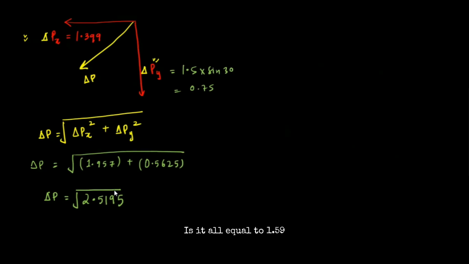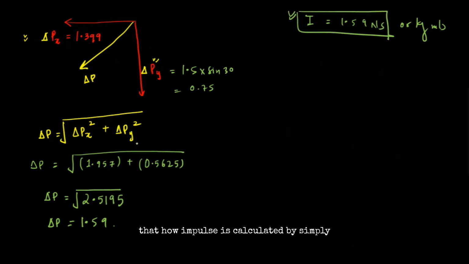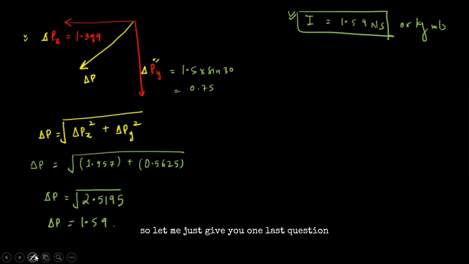Is it equal to 1.59? Hmm. So we just have to understand how this is being calculated. So we got delta p. This means we got impulse, and impulse is going to be 1.59 newton seconds. We can also write kilogram meters per second. So we just have to understand that impulse is calculated by simply calculating the change in momentum, depending upon the case. So let me just give you one last question on this particular part. And if you did it on your own, it means you understood the topic well.